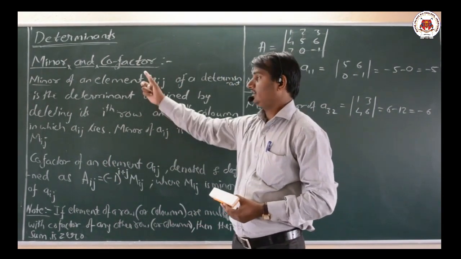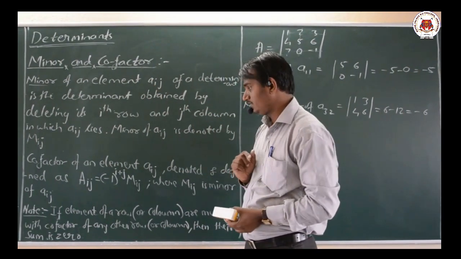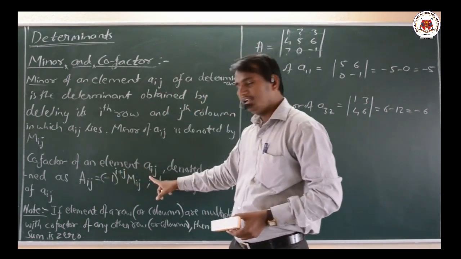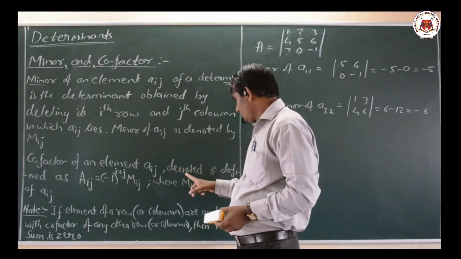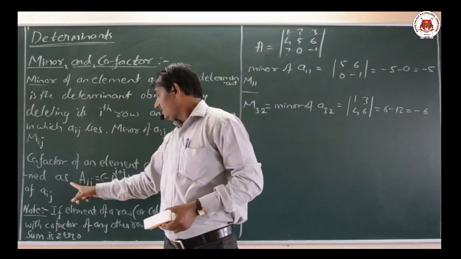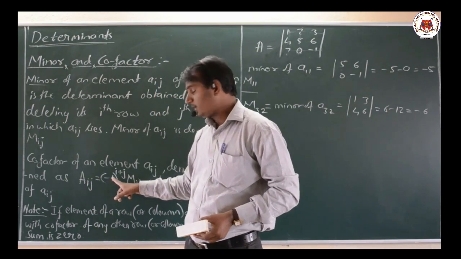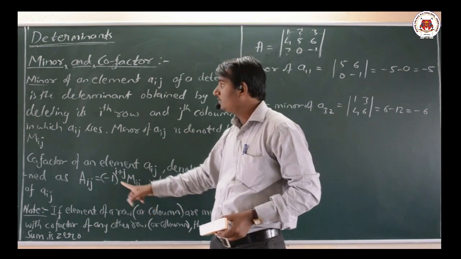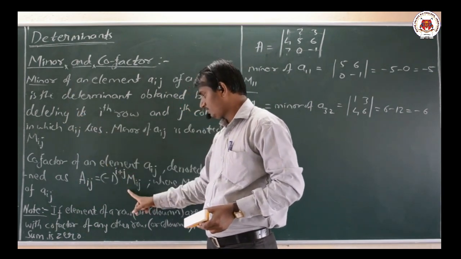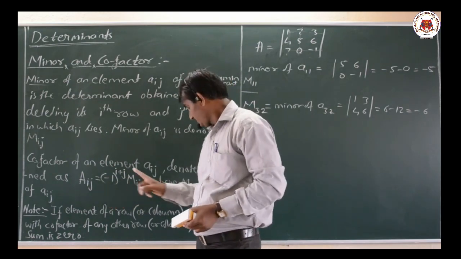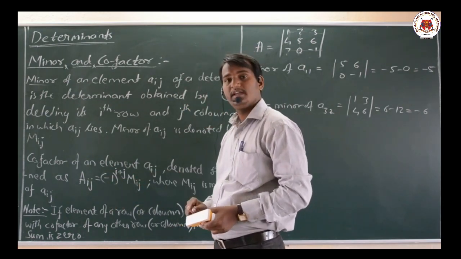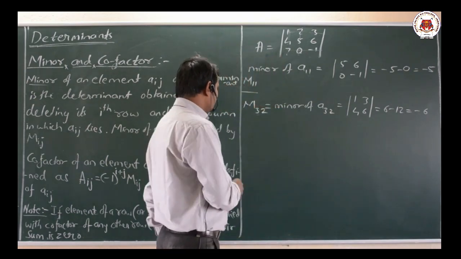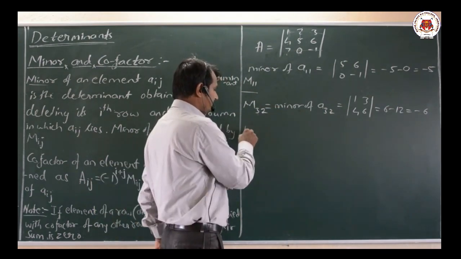What is that? Cofactor. What do you mean by cofactor? The cofactor of an element Aij, that means any element Aij, is denoted and defined as Aij equal to minus 1 to the power of i plus j into Mij, where Mij is our minor. That is the minor we just learned, multiplied by that sign. It is a very simple example.